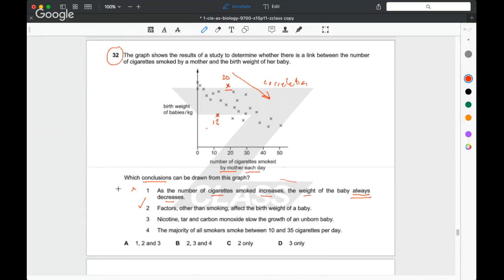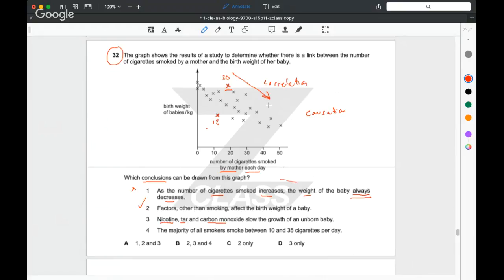Now, there's a point here that we know that in cigarette smoke, there's all these various different constituents of cigarette smoke, and it's saying that nicotine, tar, and carbon monoxide slow the growth of the unborn baby. Well, what's happening there is you're proposing a causation, aren't you? Saying that there's actually a reason that these constituents of cigarette smoke affect the birth weight of the baby.